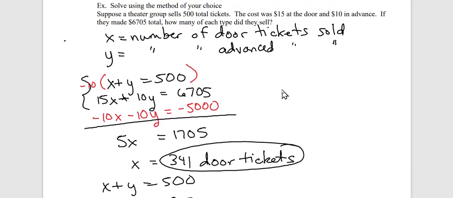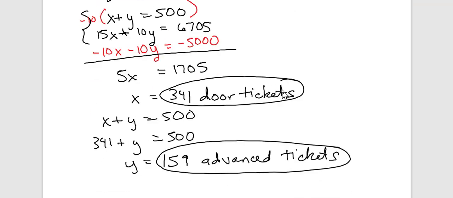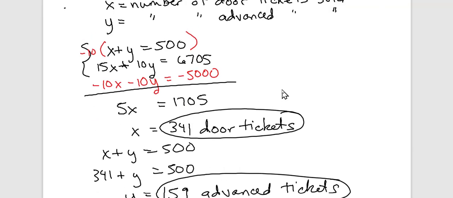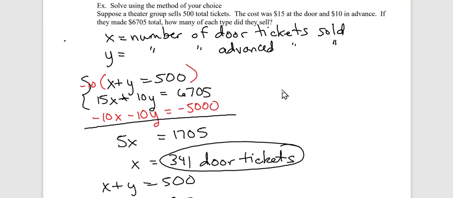Did we answer our question? I always like to make sure. How many of each type did they sell? Yes, we did answer the question. So there was an example of where we had to write the equations based on an application and then decide which method was better. I personally, in this case, like the addition or elimination method. But it would be very easy to solve for X or Y in the first equation and substitute into the second equation. So whatever your preference is fine.